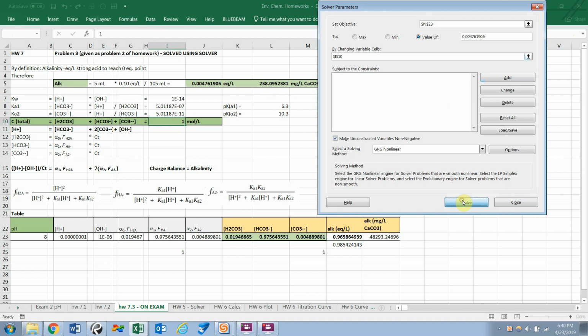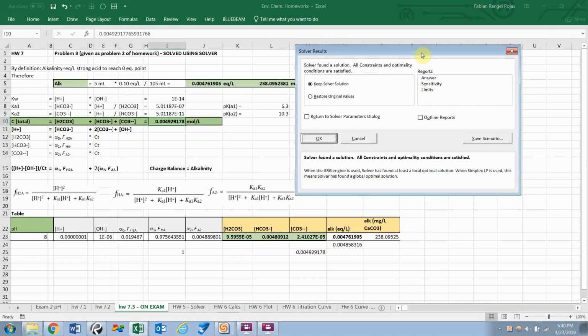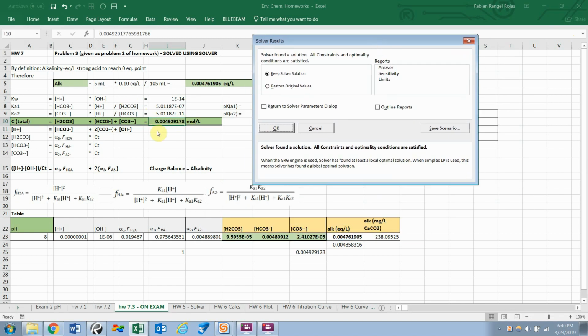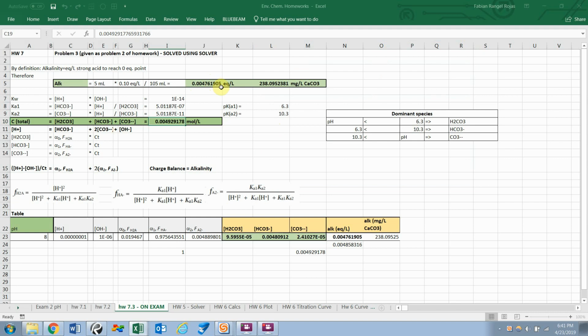It's already set up, and I hit solve, and you'll see that the value in this cell has changed because solver messed with it. It kept changing values and putting in new values until this number equals this number. So it's like guessing. Solver doesn't really know what's going on. It's just guessing just like we would. It just guesses a lot faster and a lot better than us. So I'll keep solver solution. And again, I'll verify that this number is essentially equal to this number.